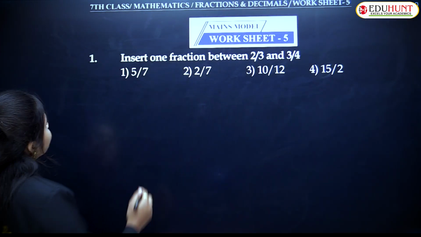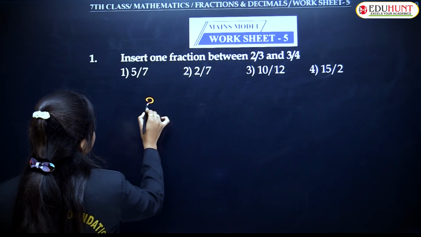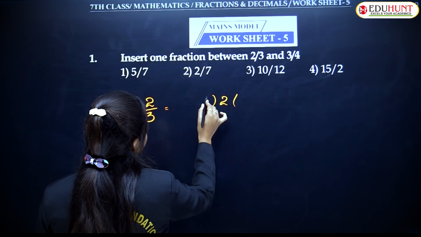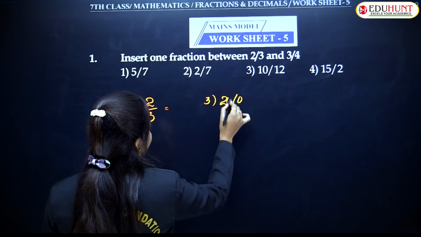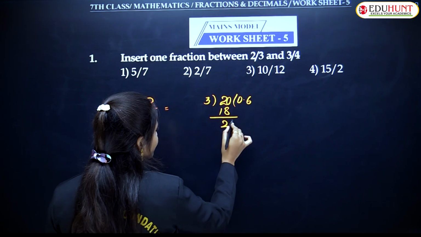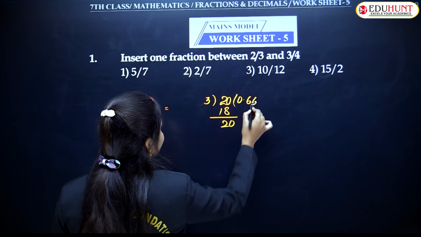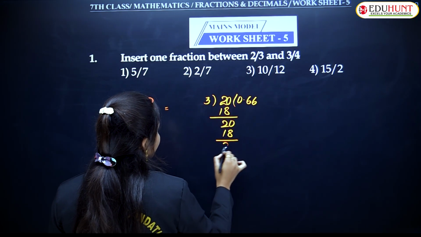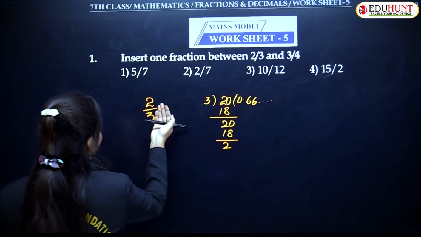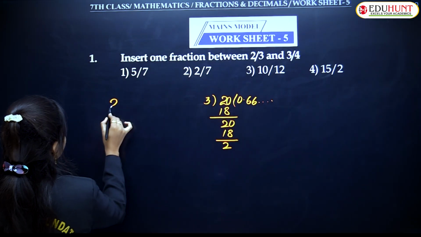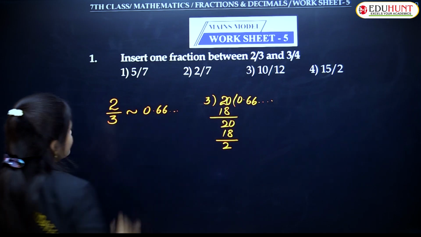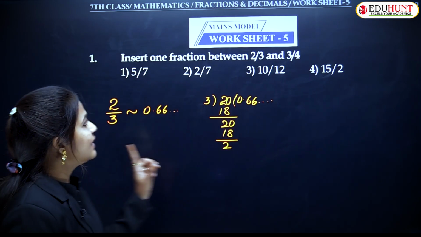See here, the first one is 2 by 3, which means 2 divided by 3. 0, and here 0. 3 sixes are 18. Clear? Here 2, 0, and again 3 sixes are 18. Again 2. So this process is in continuation, no? That is why 2 by 3 has a similar value of 0.66 and so on. Understood?